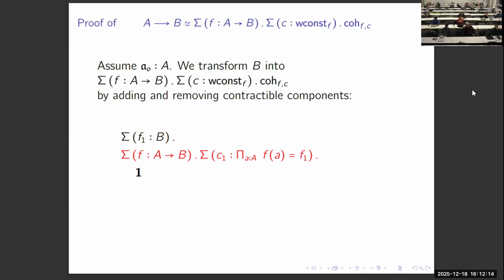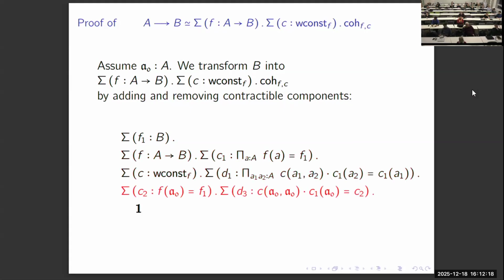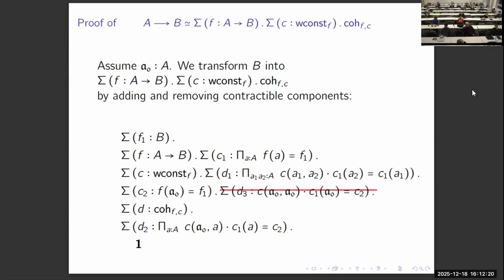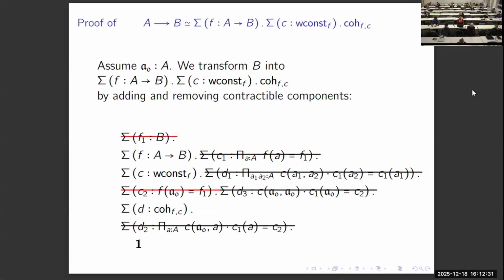So this step, again, doesn't do anything. And we just do this again and again and again. And then, once we have done this a couple of times, I actually start deleting contractible components. I'm not going through this in detail because it would take a bit long. But if you do this for long enough, then what remains is exactly what you wanted.